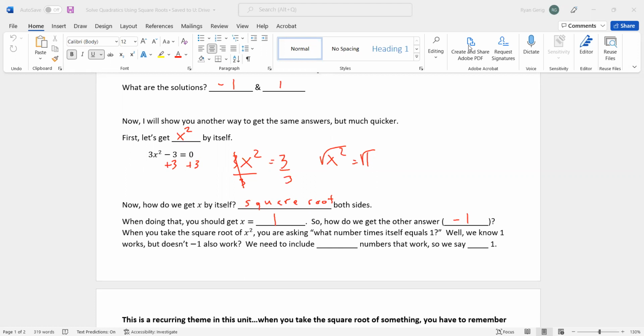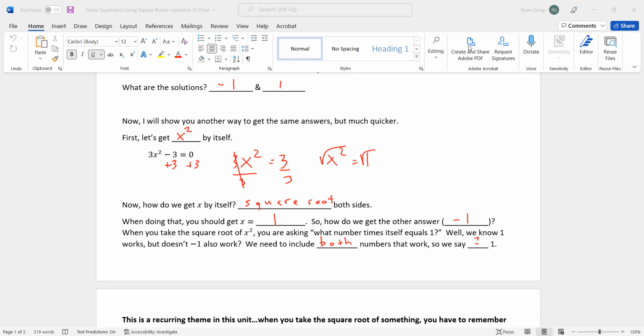Okay, this is something we haven't talked about, but when you take the square root of x squared, here's what you're asking. You're asking what number times itself equals whatever number the radical is equal to. So in this case, 1. What number times itself equals 1? We know that that's 1, but doesn't -1 also work? -1 times -1 also equals 1. We need to include both numbers. So we say plus or minus 1. Okay, that takes care of both of them.